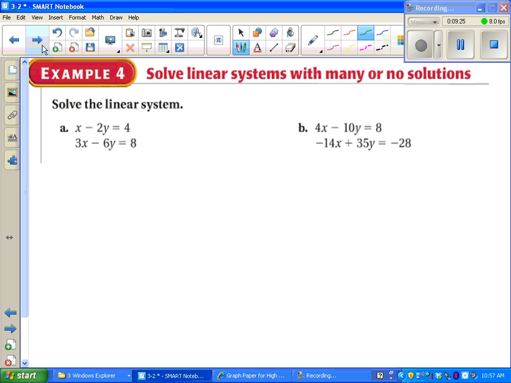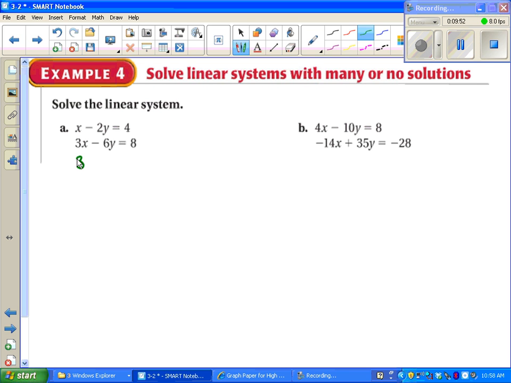Okay, for our next example, and our last example for this lesson, we're going to solve linear systems with many or no solutions, and we'll see what that looks like. If you remember, many solutions means that we have the same line on top of each other, so we get an infinite number of solutions. No solutions happens when the lines are parallel. We can't really tell if that's happening in either of these just by looking at it, so we'll just use the elimination method and see what happens.